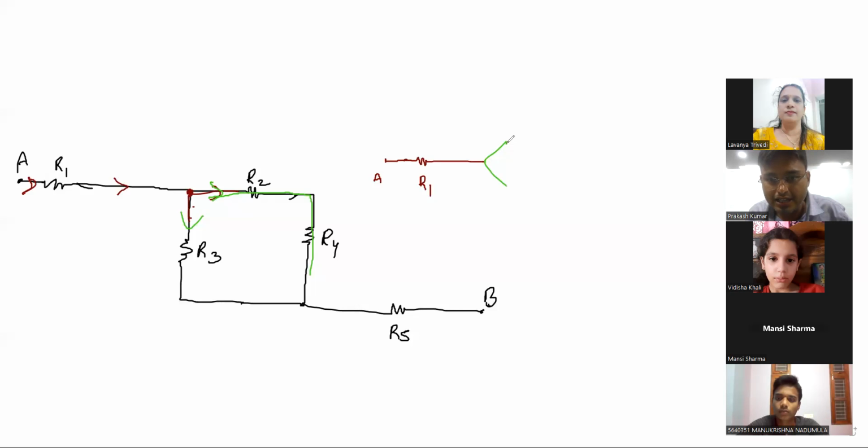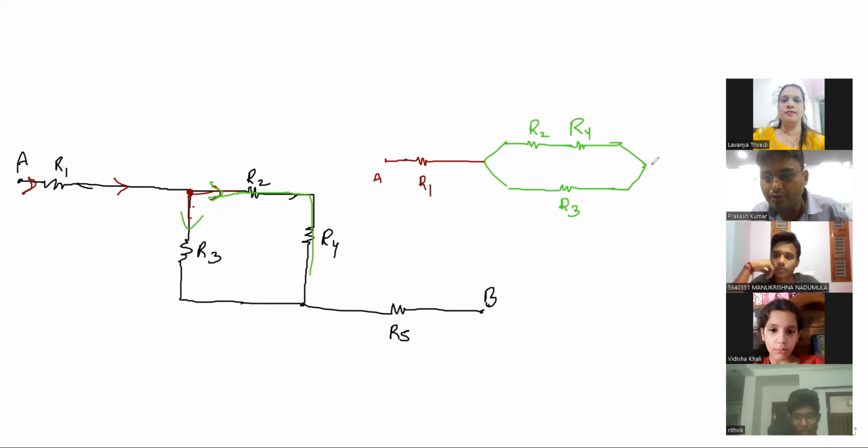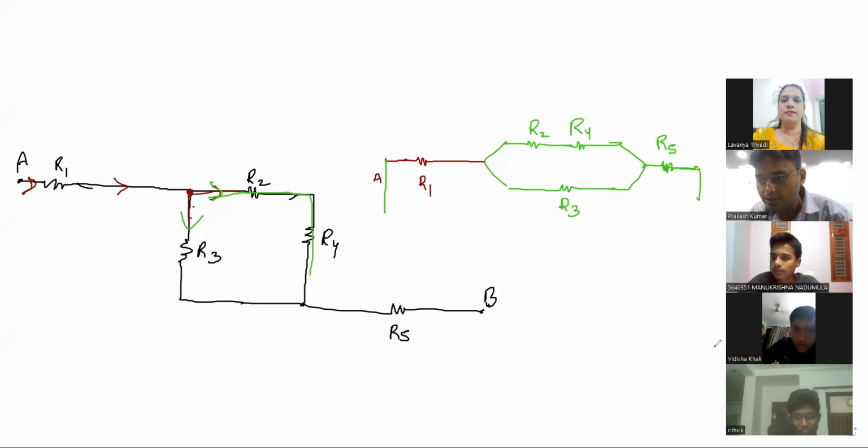So R2 and R4 are in series with each other. Okay, Vedans, you are getting my point? But this R3, R3 is in parallel with R2 and R4 in series. Okay, fine. Up to this, it is okay now. So now, Ritvik, are you able to realize what I'm trying to do? Yes, sir. Okay. So try this question.